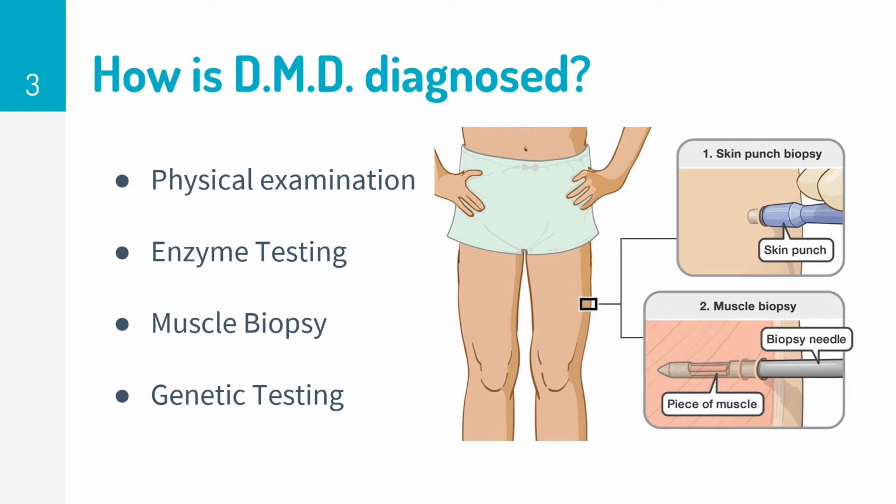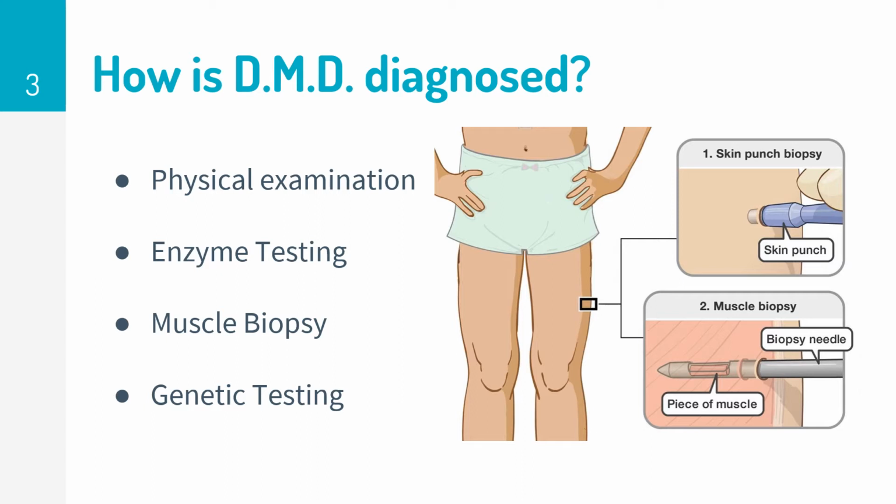And on top of the physical screening, a doctor may also consider the patient's medical history as well as the patient's family's medical history. Another way that DMD is diagnosed is through enzyme testing. Doctors can actually look at a specific enzyme in the blood called creatine kinase. What is typical with patients that have DMD is there's a high amount of CK enzyme in the bloodstream, and this is primarily due to the fact that when muscles become damaged, high levels of creatine kinase are released into the blood.